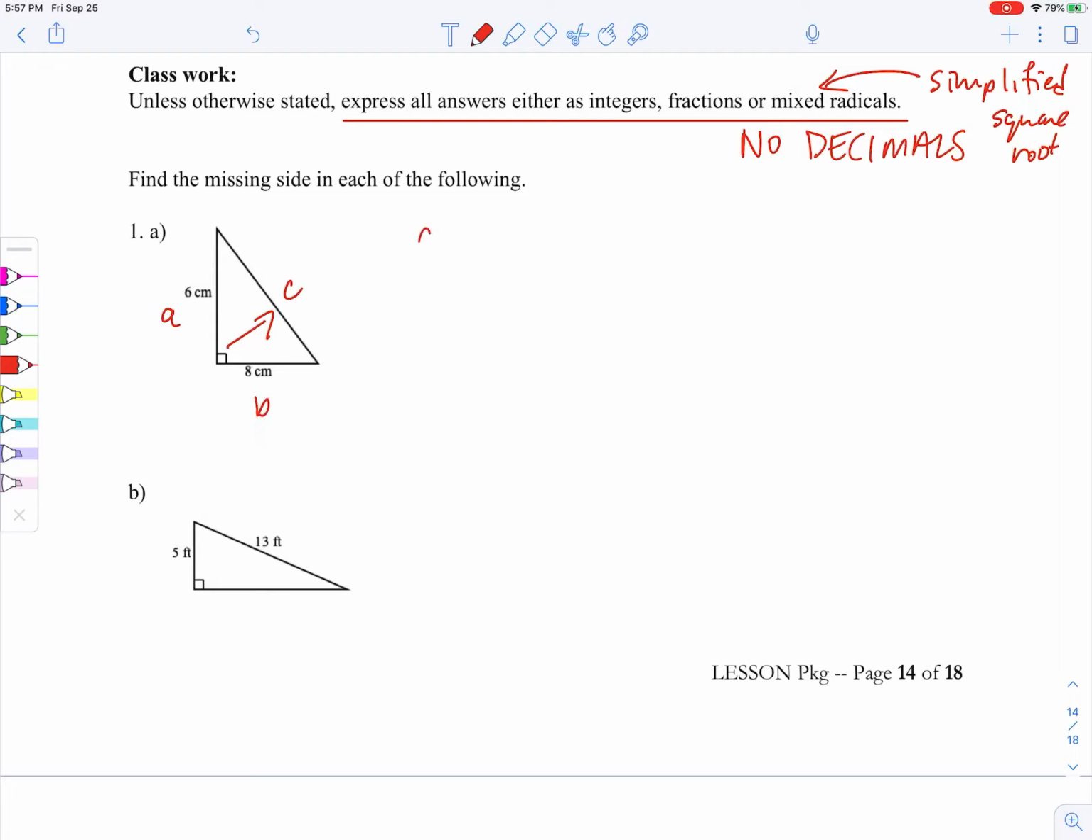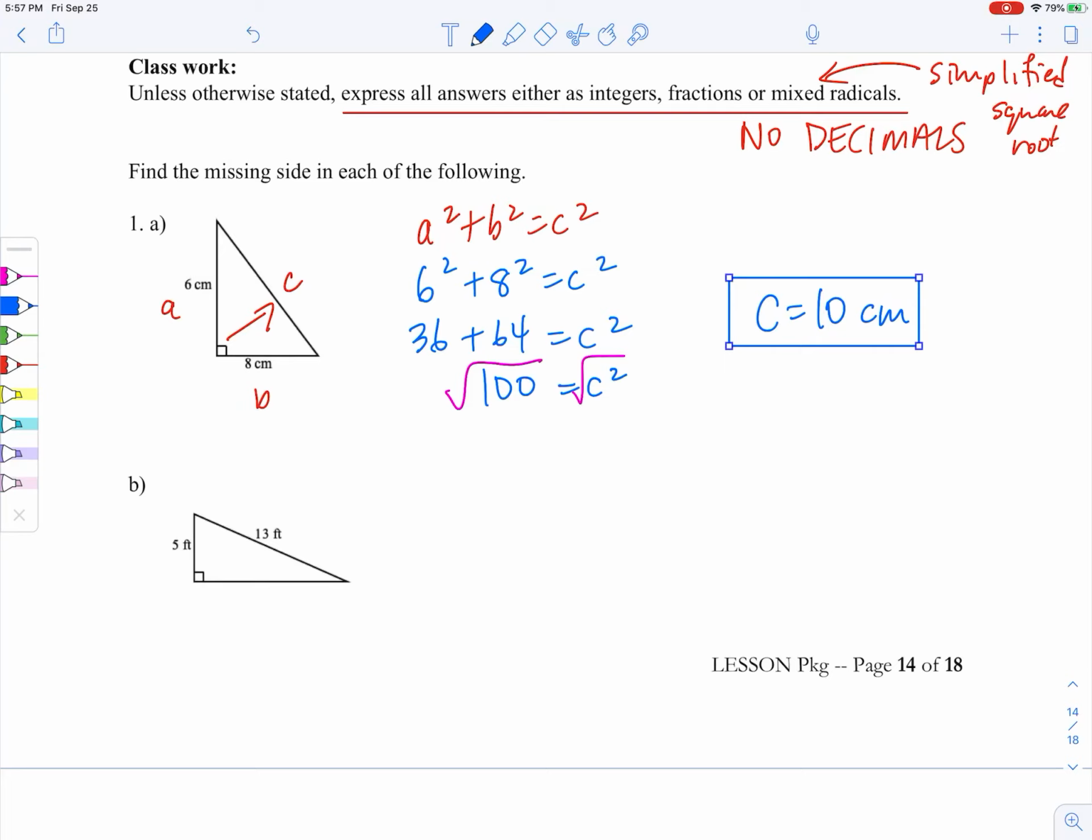So the first one, we've got a right angle, so across from that is c, and then a and b. So a squared plus b squared equals c squared. So 6 squared plus 8 squared equals c squared. 36 plus 64, so 100 equals c squared. Square root both sides. We end up with c equals 10. And in this case, the units are centimeters. So we can't forget units. I'm going to make a little note: units, because you have to remember the units.